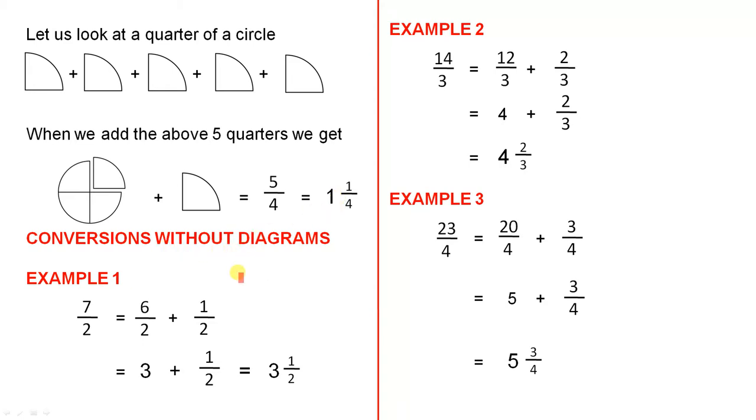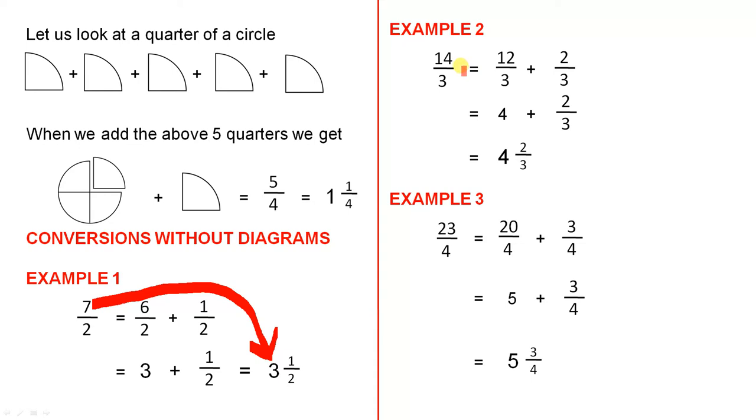Conversions without diagrams. So here's our improper fraction, for example, 7 over 2. Now how do we change that to a mixed number? Well, let's see. 7 over 2 is 6 over 2 plus 1 over 2. Of course, 6 plus 1 is 7. Look at this. 2 into 6 goes 3. That goes beautifully and evenly, and we've got a half left over. So that gives us 3 plus a half gives us 3.5. So 7 over 2 is the same as 3.5.